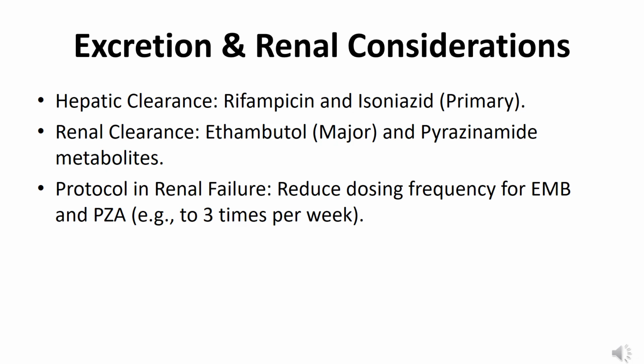Now let's turn to ethambutol. Ethambutol follows a very different pattern. Unlike rifampicin and isoniazid, it relies largely on the kidneys for elimination. Most of the drug is excreted in the urine, with a significant proportion leaving the body unchanged. Because of this dependence on renal clearance, impaired kidney function can lead to drug accumulation.